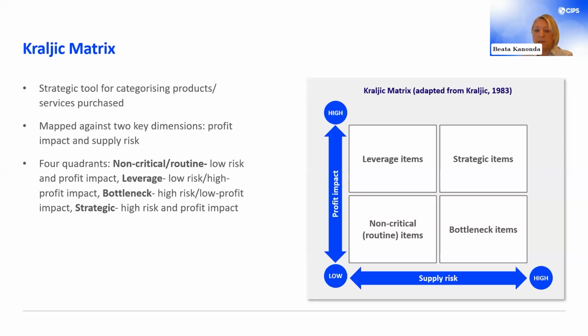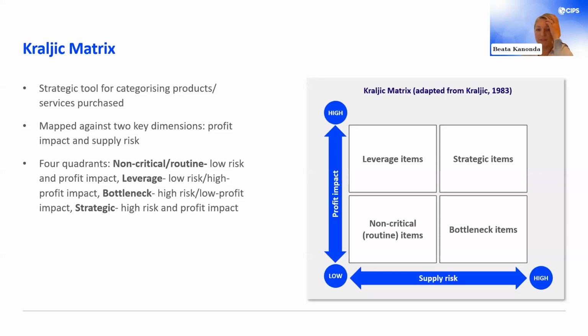The supply risk dimension refers to the potential difficulty of securing the products or services. Based on those two dimensions we just discussed, the four quadrants of the Kraljic Matrix are non-critical or routine, leverage, bottleneck, and strategic. First, let's discuss the non-critical and routine quadrant.